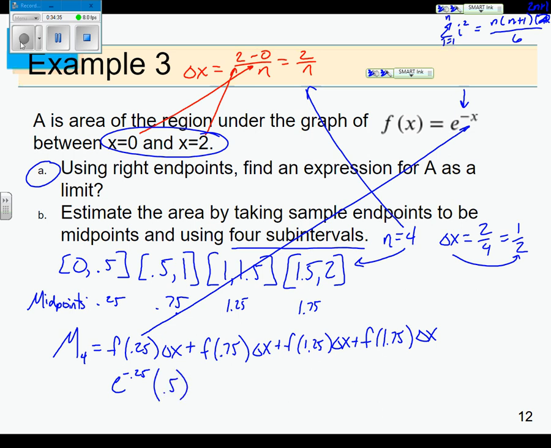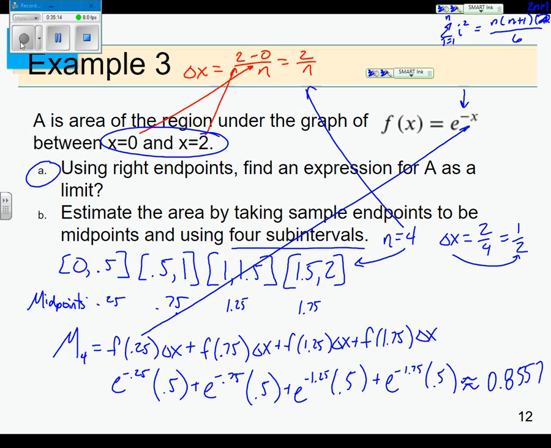I'll put 0.5. And I get e to the negative 0.75 times my delta x, which is still 0.5. I get e to the negative 1.25 times my delta x, 1/2. E to the negative 1.75. And again, you can pull that 1/2 out in front if you want to. But anyway, when you type all this in your calculator, you get an approximation. It's going to be 0.8557.